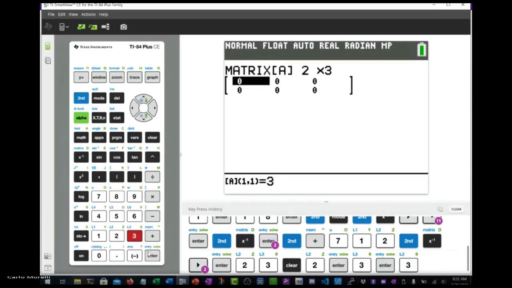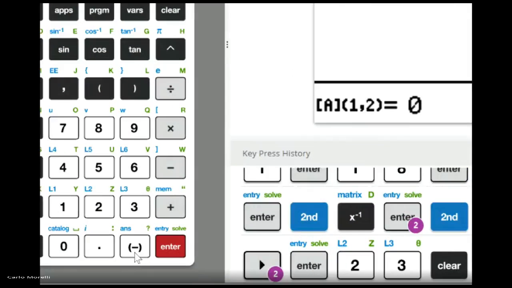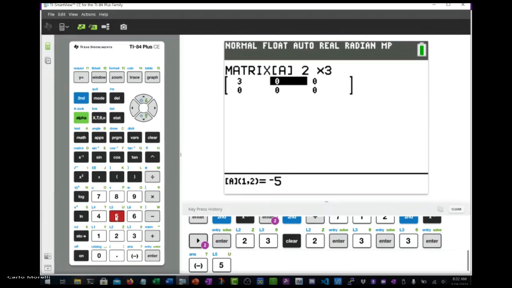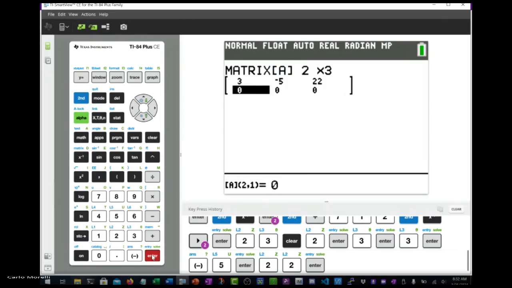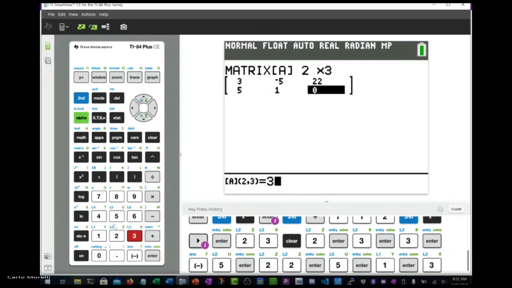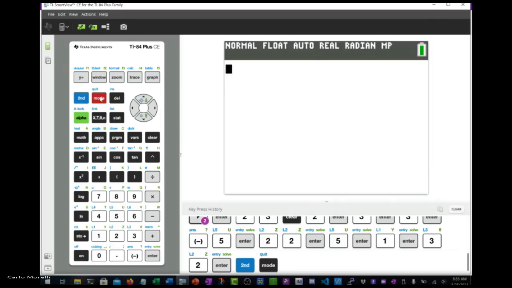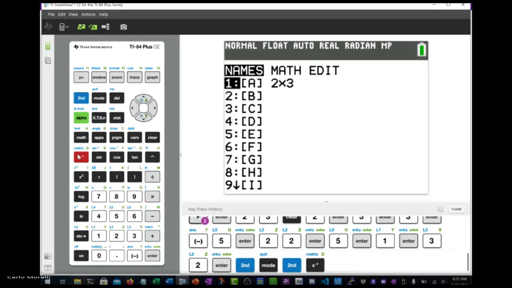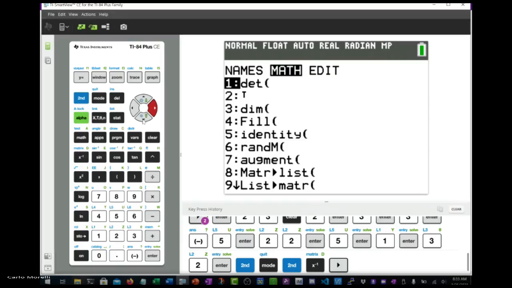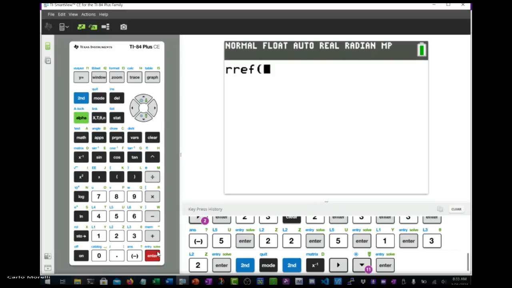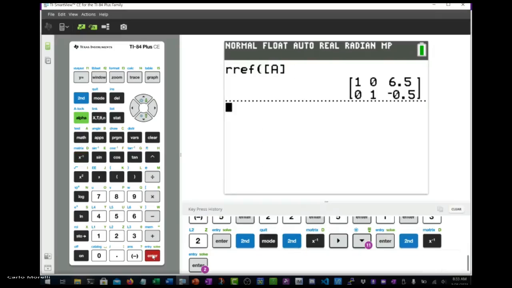That was three, enter. Please make sure this is the negative symbol. Negative five, enter. 22, enter. Five, enter. One, enter. 32, enter. You with me? We got to quit. Second mode, quit. Second matrix, go to math. What letter do I go to? B. Go to BREF. Enter. What's the last step? Second matrix, enter, enter. Done.